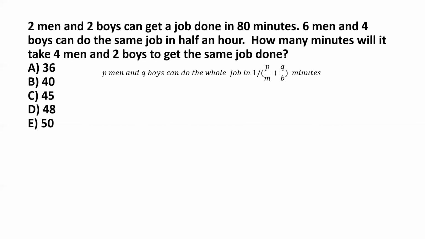So it's given that when p equals 2 and q equals 2, then the time taken becomes 1 over, and in the denominator we have 2 by m plus 2 by b, because p equals 2 and q equals 2, right? And this is given as 80 minutes. So we can write this equation, and from here we can obtain that 2 by m plus 2 by b is equal to 1 by 80.